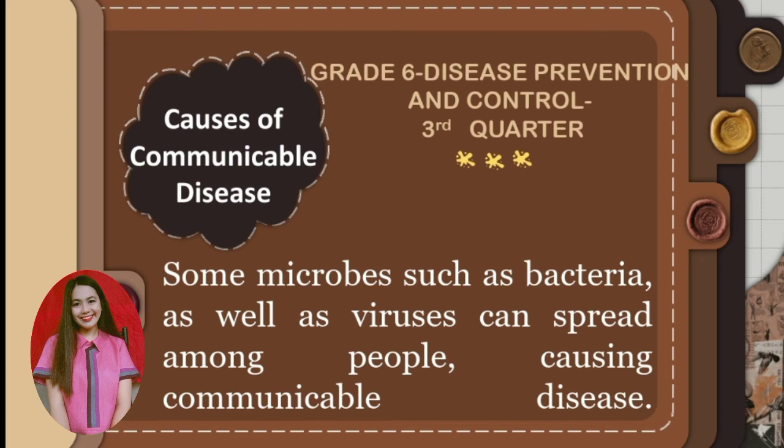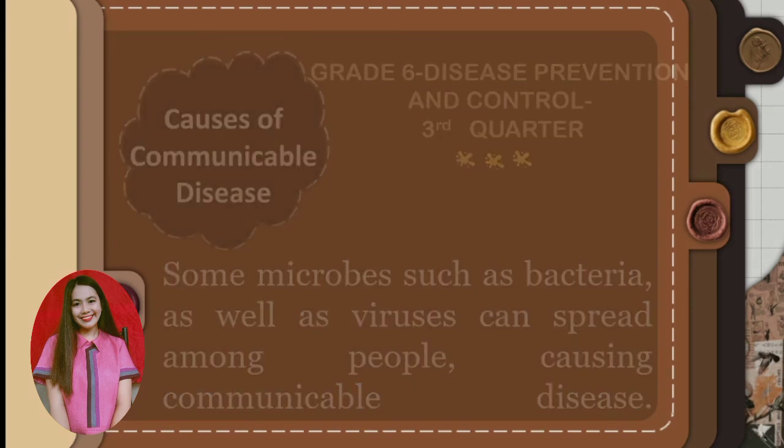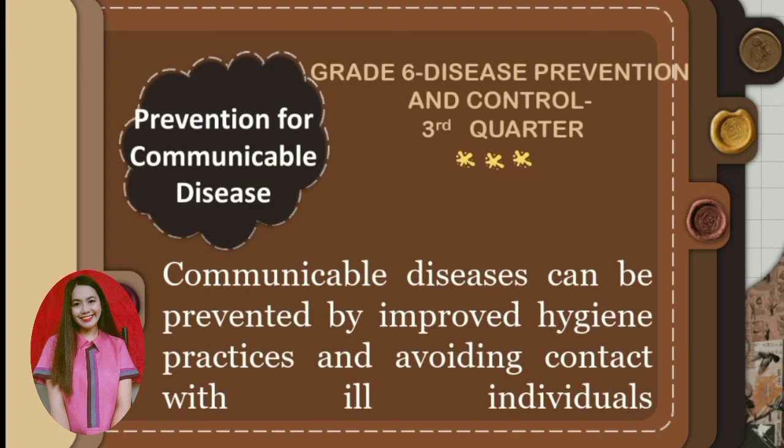Shortly after, human-to-human transmission occurs. Although communicable illness can be confused with non-communicable illness, it should be remembered that in communicable disease, genetics and lifestyle factors are not significant. Communicable disease can be prevented by improved hygiene practices and avoiding contact with ill individuals.